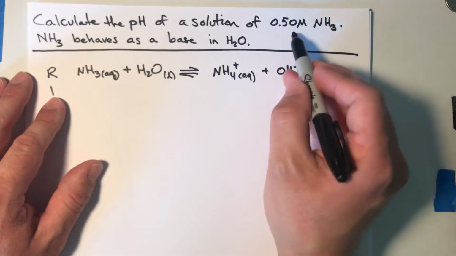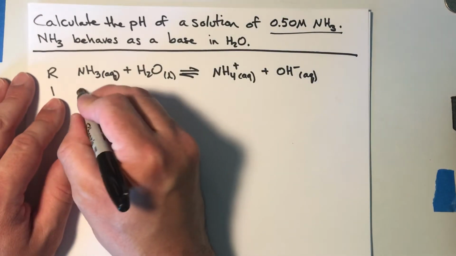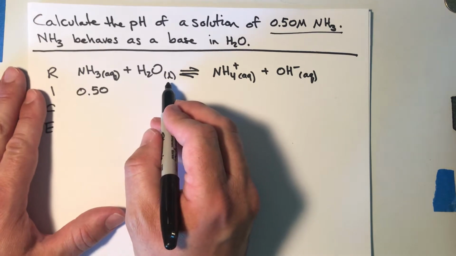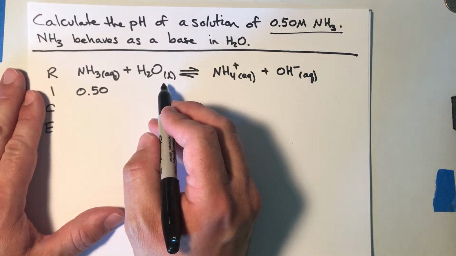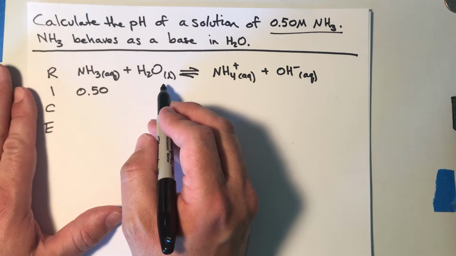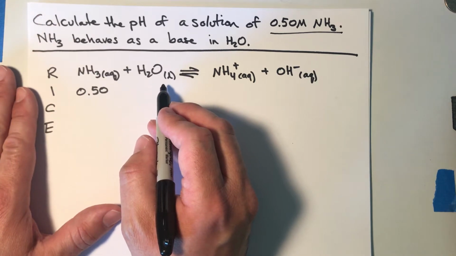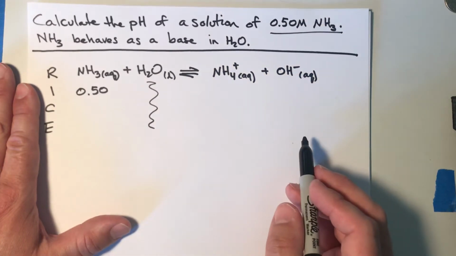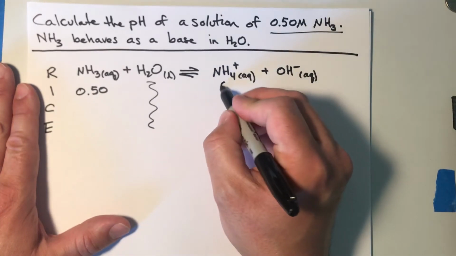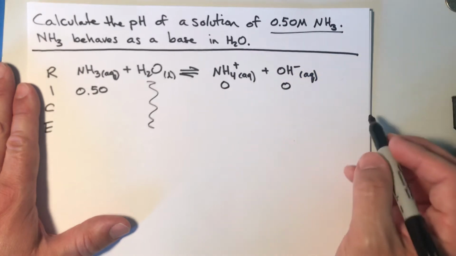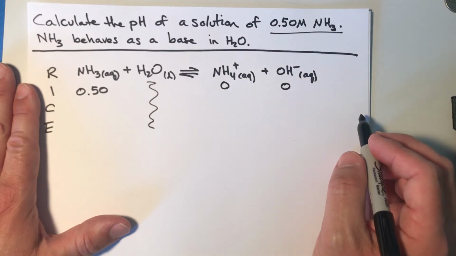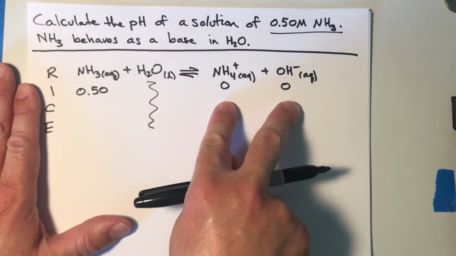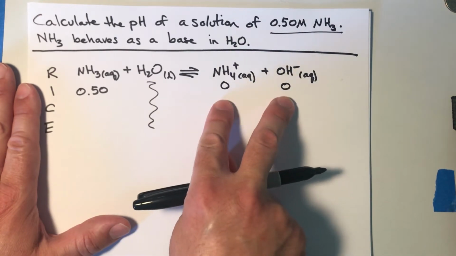So we know that initially the ammonia has a concentration of 0.50 molar. We don't have to worry about the water because water is a liquid. Liquids and solids don't change their concentration during the course of an equilibrium reaction because their concentration is just due to their density. We're going to put a little squiggle here to remind ourselves of that. There's no ammonium or hydroxide initially present in the beaker, so we're just going to put zeros under those. All right, so this reaction has to go forward to create something here.